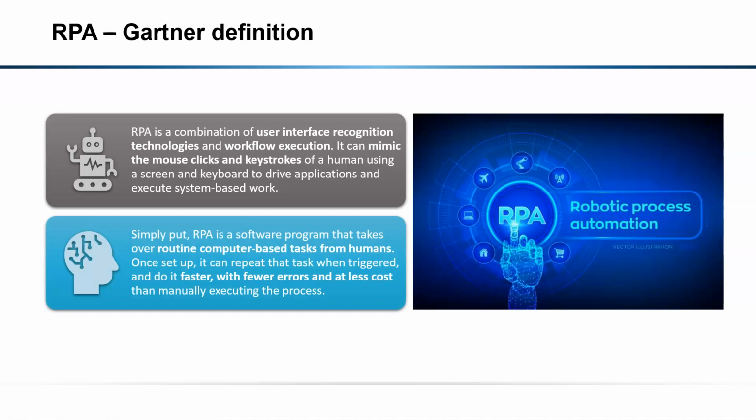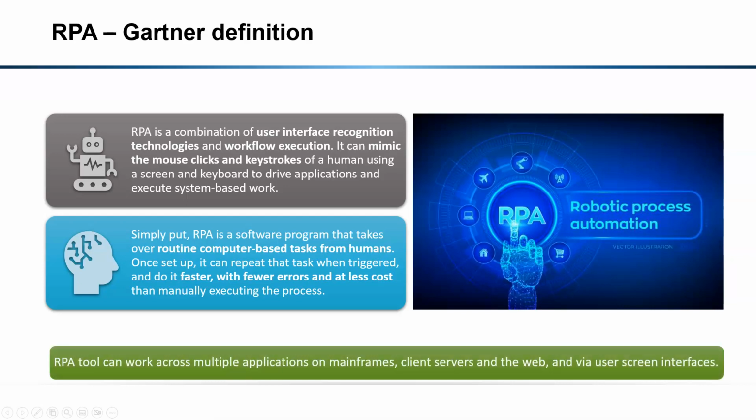Simply put, RPA is a software program that takes routine computer-based tasks from humans and makes them faster, with fewer errors and less cost, because a machine is doing the job. An RPA tool can work across multiple applications, like mainframes, client servers, web applications, or using screen interfaces. We are going to learn more about RPA and see a lot more examples as well. That is the main purpose of this course: automation, which is robotic process automation.